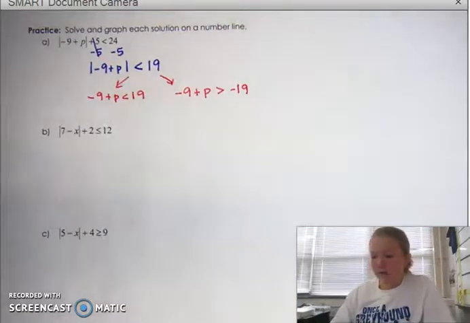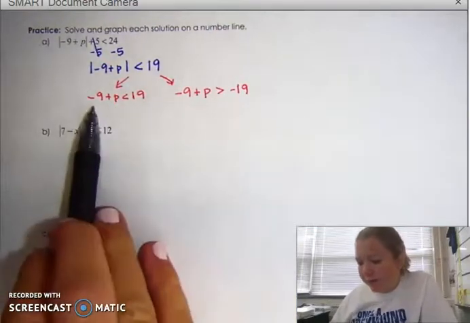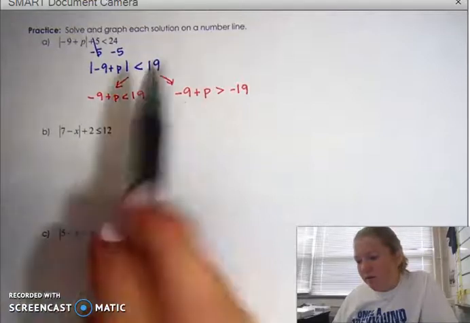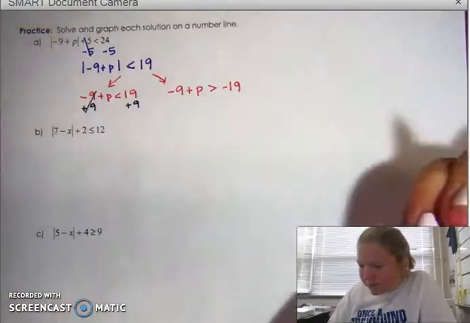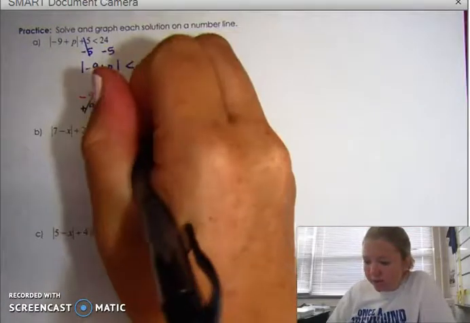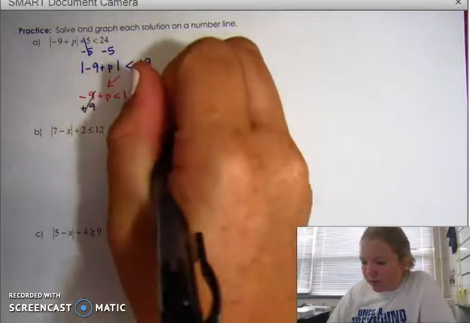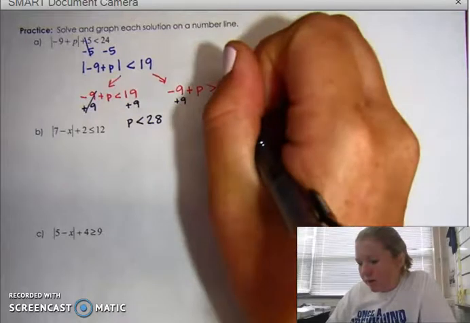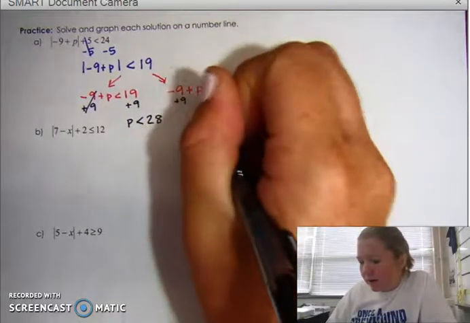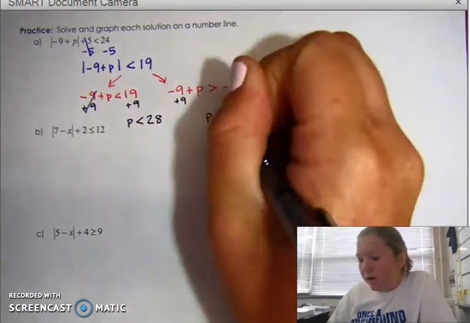Now to solve for P here, I simply have to add 9 in both cases. So 19 plus 9 is going to be 28. P is less than 28. And then the second one is going to be adding 9 again. P is going to be greater than negative 10.